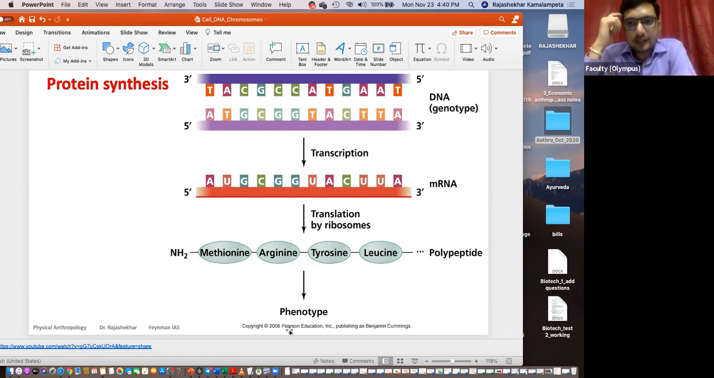So this is the overall idea about the process. I'll just repeat what I just said and we add a little more information to finish this topic. We're talking about protein synthesis here. What is protein synthesis? The process that leads to the synthesis of proteins. So how are proteins made in our body? Proteins are made as per the instructions in DNA.